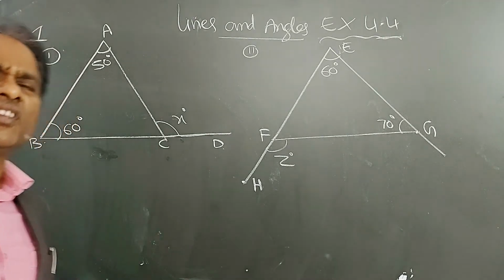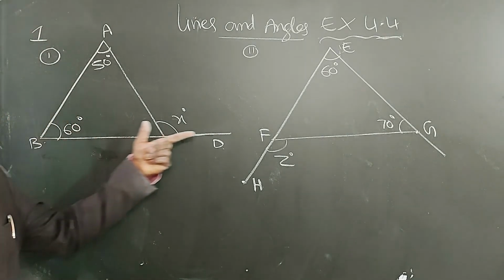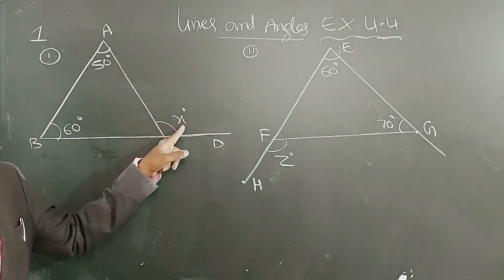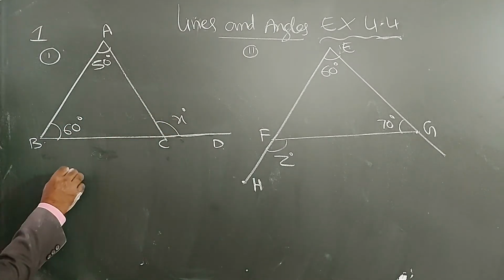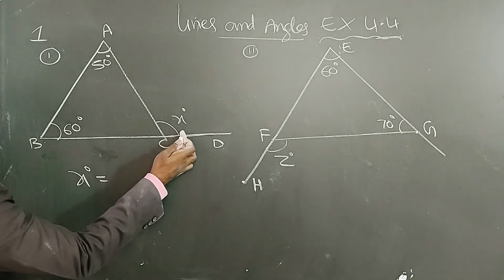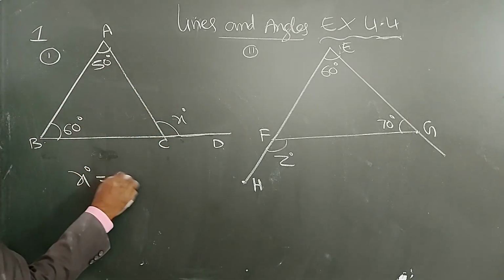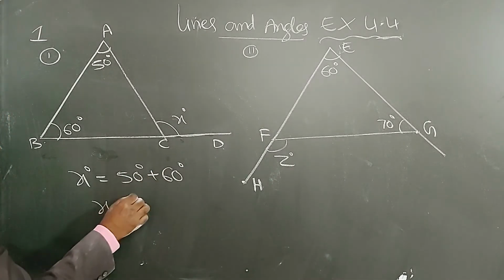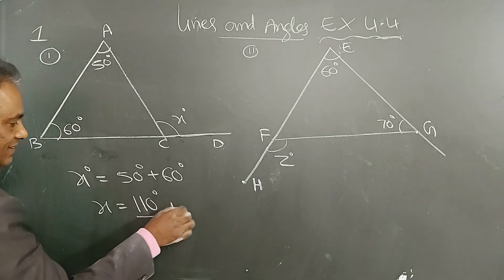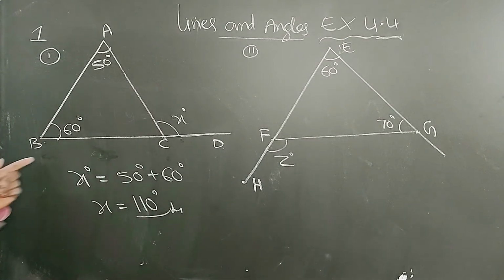Just now I gave the concept, students. If one side of a triangle is produced, the exterior angle is equal to the sum of two interior opposite angles. So x degrees is equal to this plus this. That's all. So you write down the reason also.